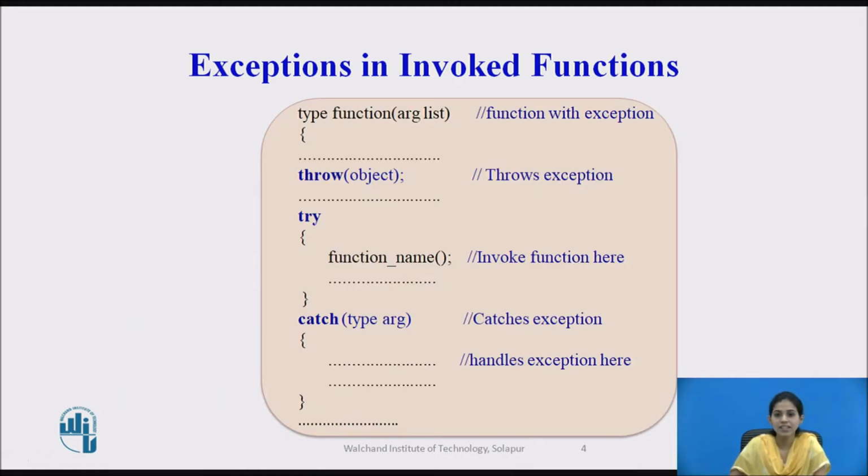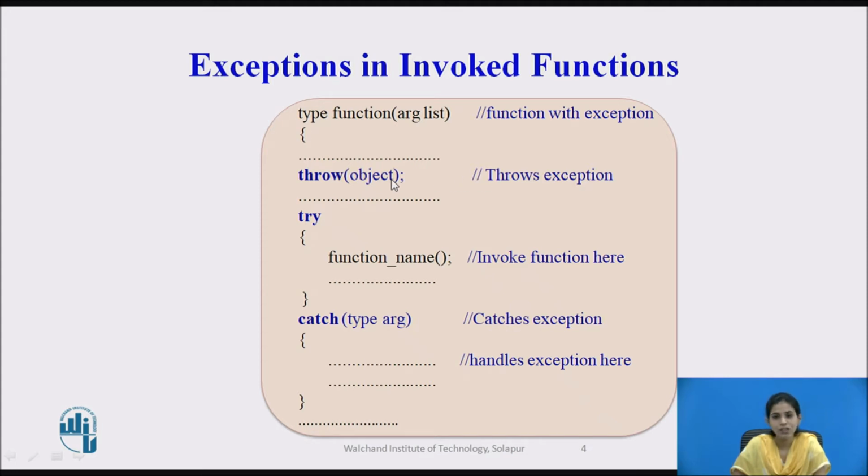Next we will see the syntax of writing the exceptions in the invoked function. First of all we specify the type, then the function name, and in brackets the argument list. This is the function with the exception. After that we open the curly brackets. Here we use the throw keyword and specify the object. This throws the exception.